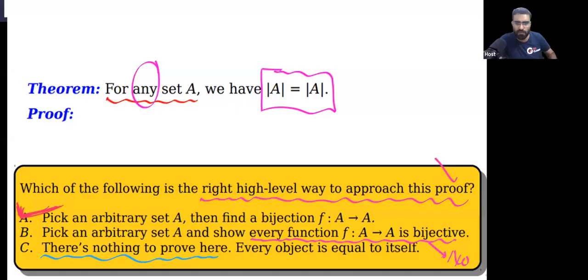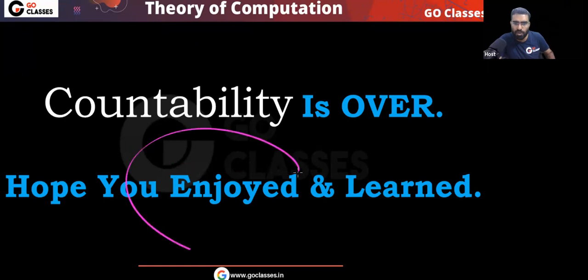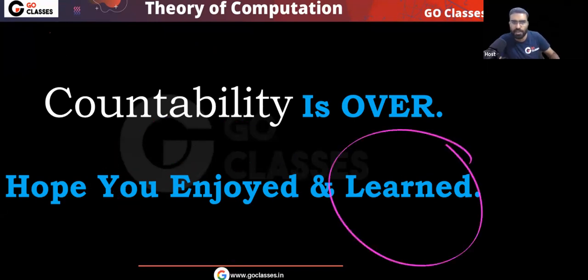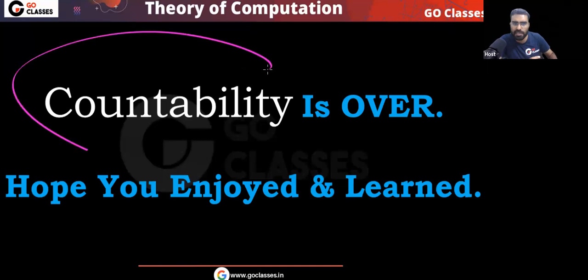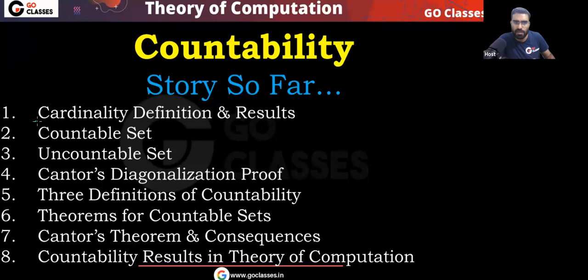So please tell me, are you comfortable? You can see countability is over. I hope you enjoyed countability and did you learn? We have seen the cardinality definition, the results related to cardinality, countable set, uncountable set, Cantor's diagonalization proof, 3 definitions of countability, theorems related to countable set, Cantor's theorem and its consequences, and countability results in theory of computation. So everything we have seen.